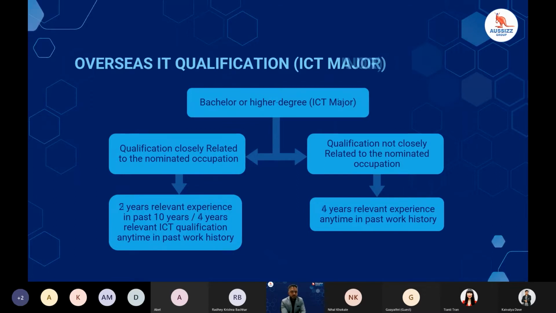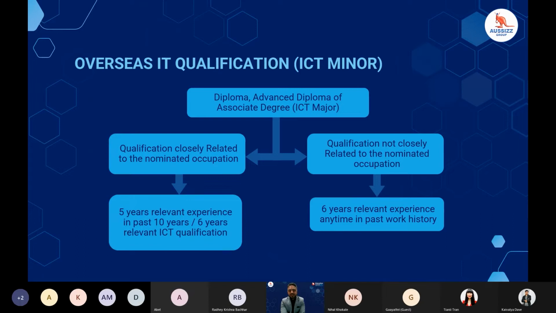Now there are a few ways for overseas qualification. This is another one: if your bachelor degree or higher degree, bachelor or master's or any other degree, is an ICT minor, then again there are two subsections. If your qualification is closely related to the occupation, then you only need 5 years of experience in the last 10 years, or 6 years of experience in the entire history. But if your qualification is not related to the nominated occupation, you need 6 years of work experience anytime in the past in your work history.